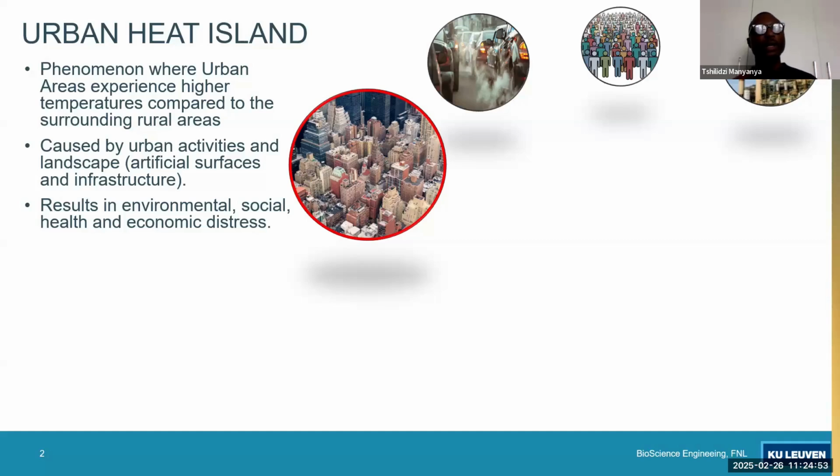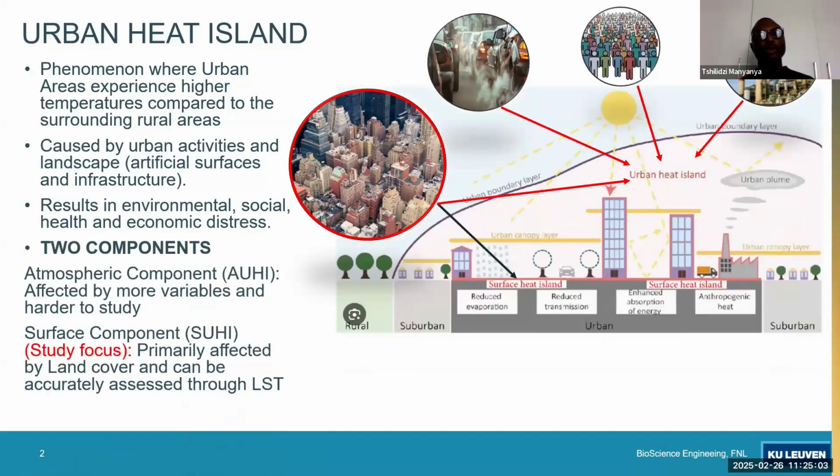So the result of this urban heat island is environmental, social, health, and economic distress. It can be divided into two components. You have the atmospheric component, which can be called the air urban heat island, which is affected by more variables and is much harder to study. And then you have the surface component, which is called the SUHI, which is what we are going to be focusing on for this chapter.